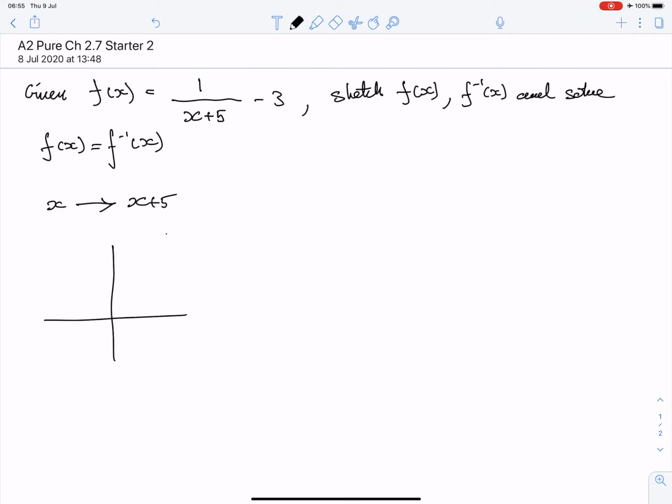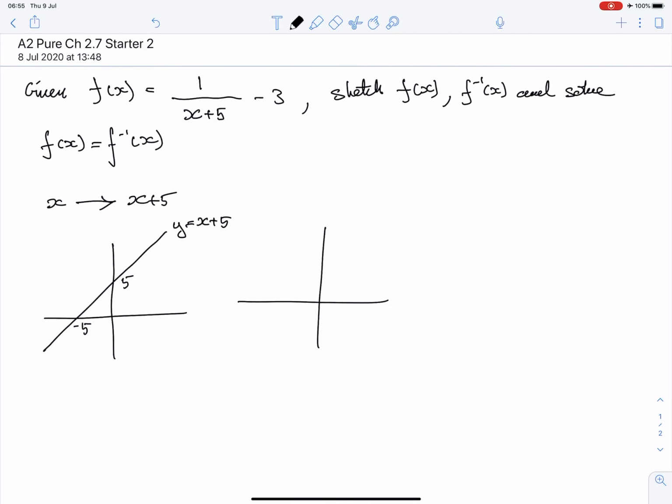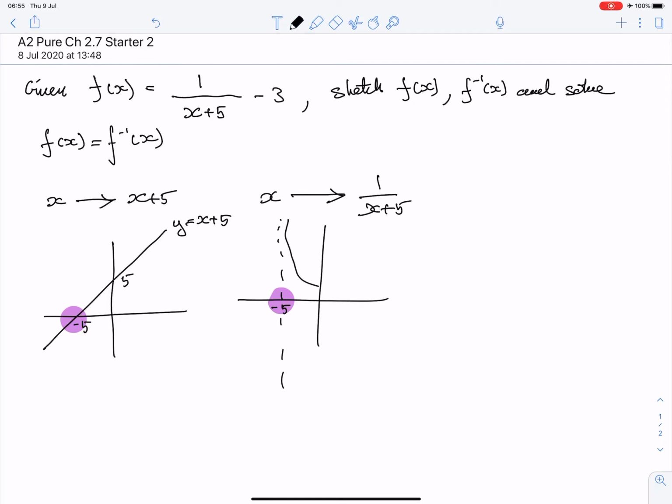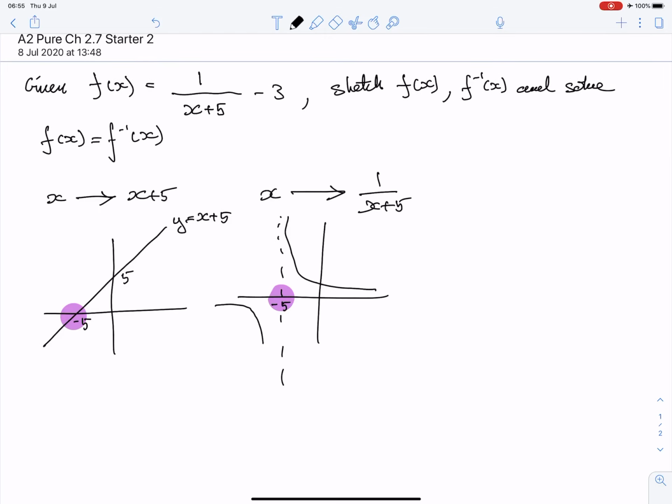graph that has gradient 1 going through 5. So that's y equals x plus 5, that's 5, and that will be negative 5. When we take the reciprocal of that, we know that dividing by 0 generates an asymptote, so that will be at negative 5, because here is 0, so we get our asymptote there. And the reciprocal graph is going to look something like that.